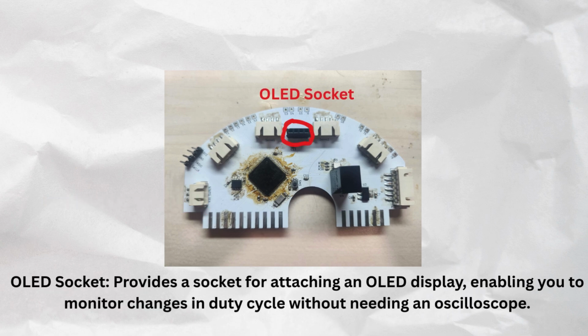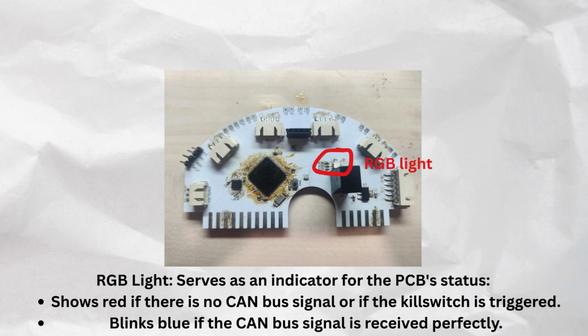Furthermore, there is an OLED slot card where you can put the OLED monitor, so you can see how the duty cycle changed without an oscilloscope. Also, there is an RGB light which mainly displays the state of the PCB. If there is no CAN signal or the kill switch is triggered, the RGB would show red. If the CAN signal is received perfectly, then it would be a blinking blue light.